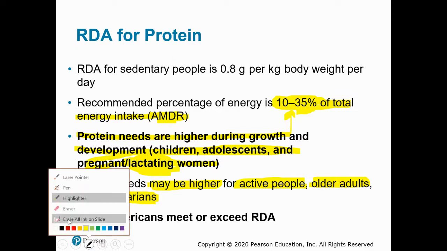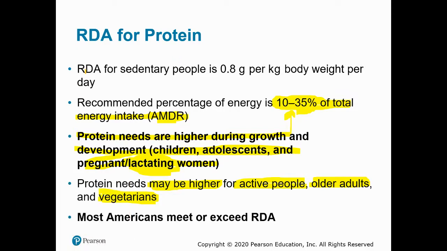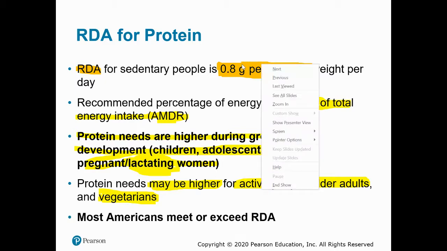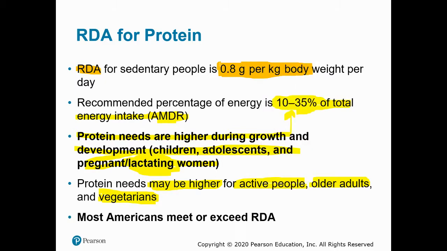There is also an RDA for protein. We saw an RDA for carbohydrate too, which was 130 grams per day. For protein, it's based on body weight. Well, carbohydrate should be based on body weight too, but it isn't. With protein, it's based on body weight because every body is different. So the basic RDA for sedentary people is 0.8 grams per kilogram of body weight per day, right? So kilograms, you can take your pounds.